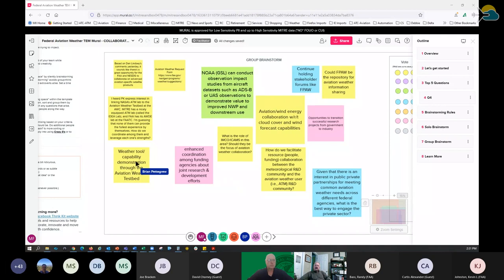That is a perfect example. And we just need to do about 15 more of those across the board in a variety of areas to make some progress like that.